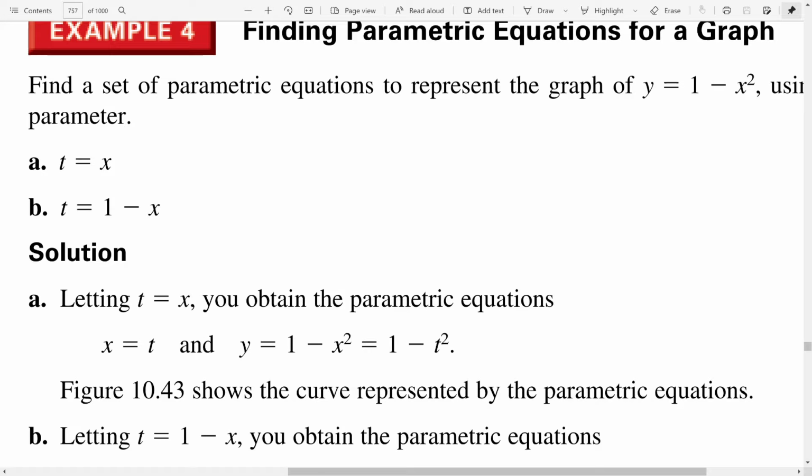So the first one is easy to find x, right? Because t is equal to x. But what is x? X is equal to t. T is equal to 1 minus x. So what is x? So here you do have to solve for x, right? But once you solve for x, then you take that value and plug it in here, your rectangular equation, and then just simplify.